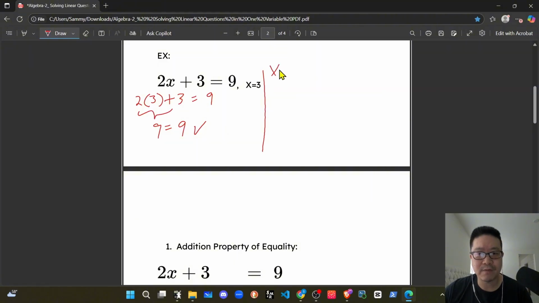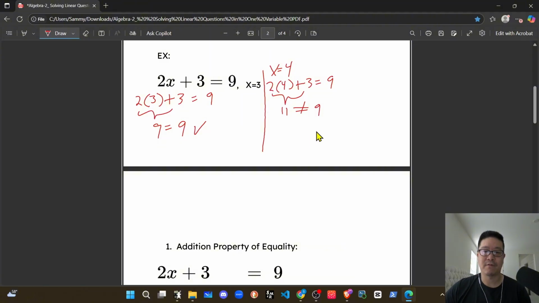If instead you were given something like x equals 4, well, let's see. 2 times 4 plus 3 equals 9. Well, 2 times 4 is 8. 8 plus 3 is 11. And 11 does not equal 9. Therefore, this would be a false situation.